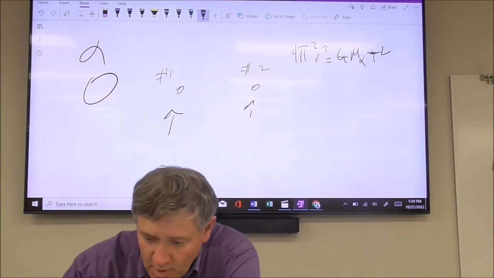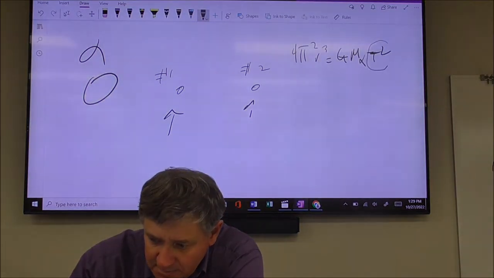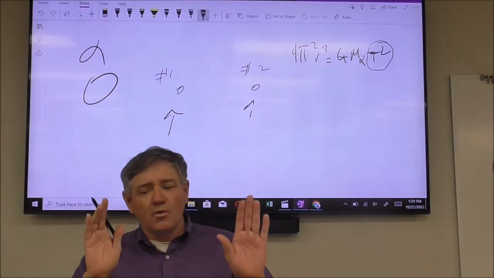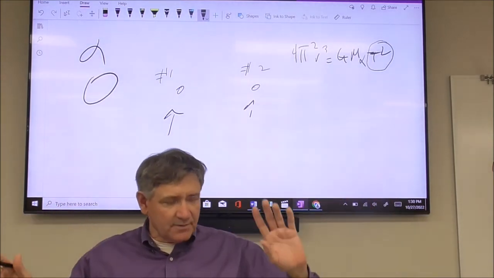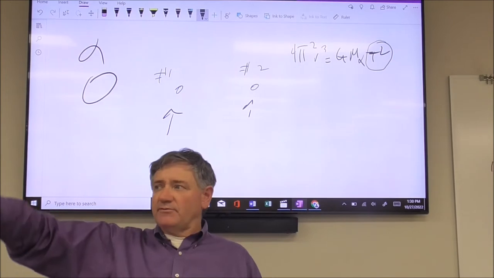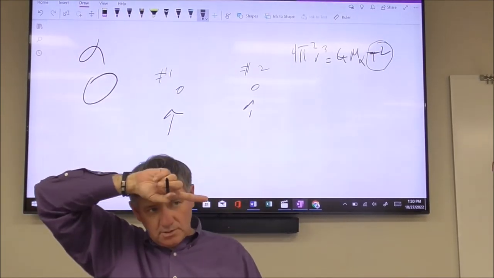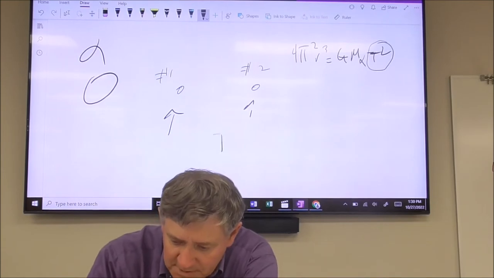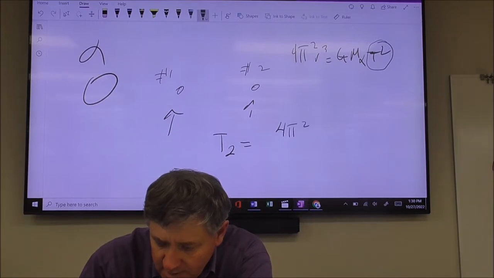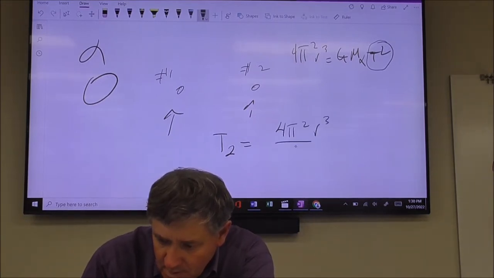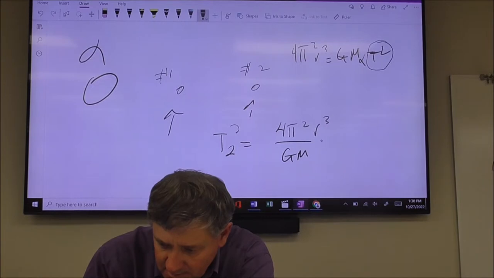So let's say that I want to just calculate the period of planet 2, okay? So why is the period of planet 2 going to be bigger than the period of planet 1? It's farther away. It's farther out. So number one, it has a greater distance to travel in that orbit, okay, and it's going slower, okay? So the period of planet 2, if I were to solve for that, is going to be 4 pi squared r cubed over big G times the mass of the star Alpha. And this is going to be the radius of 2.